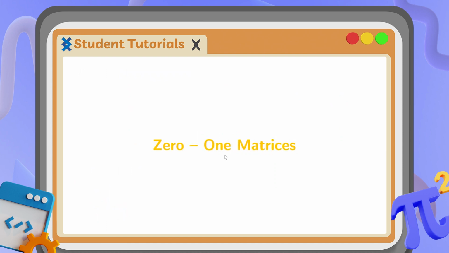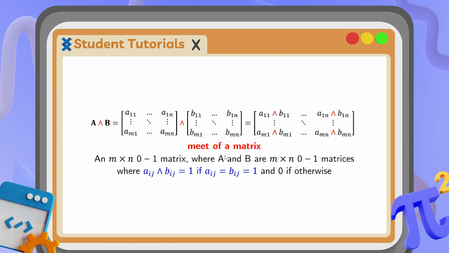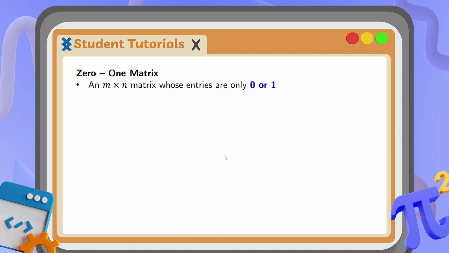Now we go to the 0-1 matrices. A 0-1 matrix is an m by n matrix whose entries are only 0 or 1. So basically, it's like an array containing true or false values. So it can be something like this. It does not necessarily have to be like an identity matrix. It depends on what you are computing for. So this is an example of a 0-1 matrix.